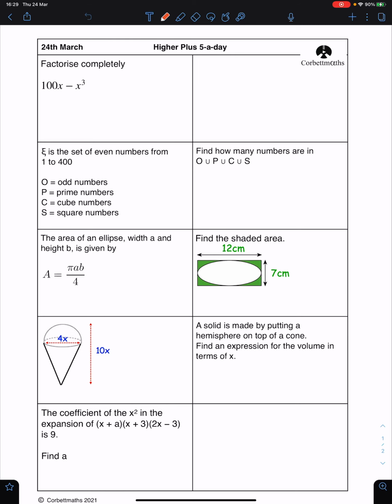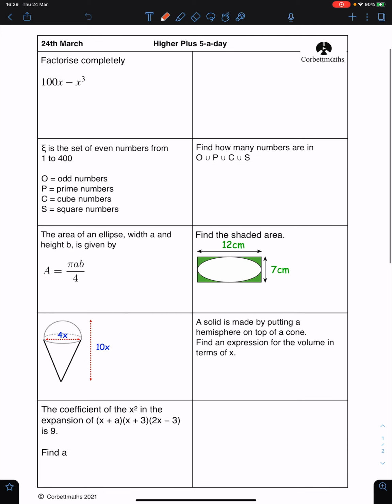Welcome to the next 5 a day for Higher Plus, aiming for those 8s to 9s or north end of a 7. Of course, if you're here just for the show, you may participate as well. I'd advise trying the questions or at least thinking about them before watching this video. Let's go into the first question.